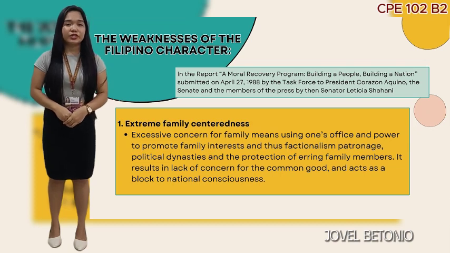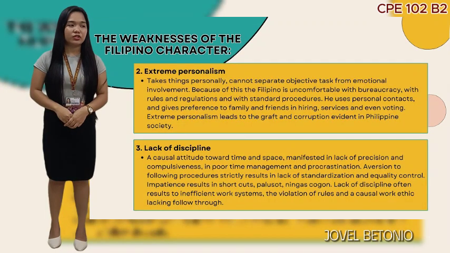Number 1. Extreme family-centeredness. Excessive concern for family means using one's office and power to promote family interests and thus fosters patronage, political dynasties, and the protection of erring family members. It results in lack of concern for the common good and acts as a block to national consciousness.